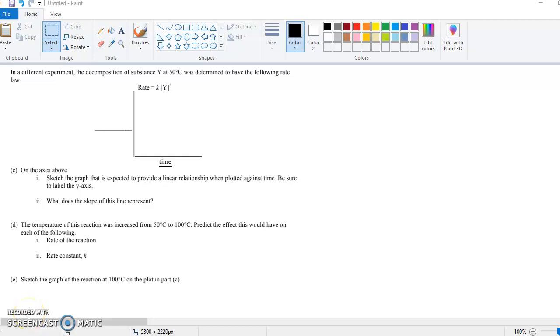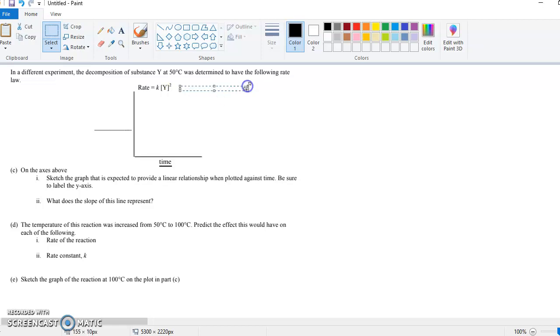Hey guys, this is the second part of this free open response. Let's look at what they're giving us and what they're asking. All right. So, in a different experiment, the decomposition of substance Y at 50 degrees Celsius was determined to have the following rate law. So the rate law is given, and as you can see, our exponent is 2.